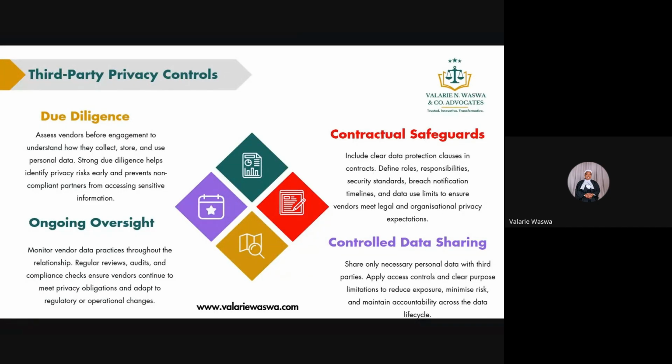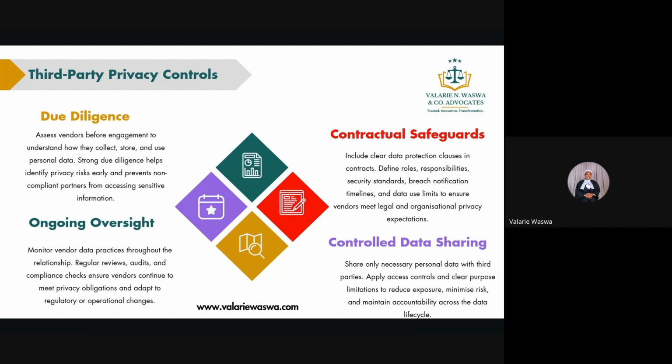There needs to be ongoing oversight. So you need to constantly monitor vendor data practices throughout the relationship you have with them. You need to conduct regular reviews and audits and compliance checks to ensure that the vendors continue to meet privacy obligations and adapt to any changes. So it could be changes in the law, changes in operations.